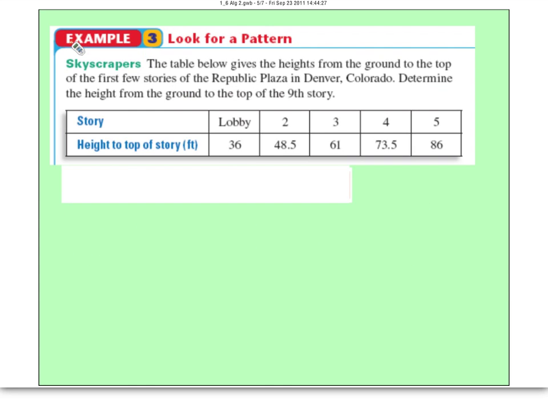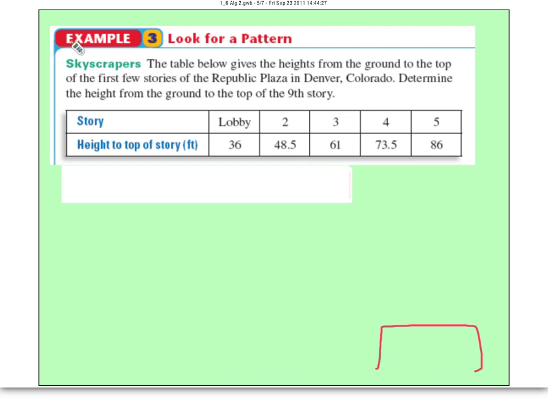Okay, looking for a pattern. The table below gives the heights from the ground to the top of the first few stories of a building in Denver, Colorado. Determine the height from the ground to the top of the 9th story. Okay, so we're going to do this. I'm going to draw a picture actually.